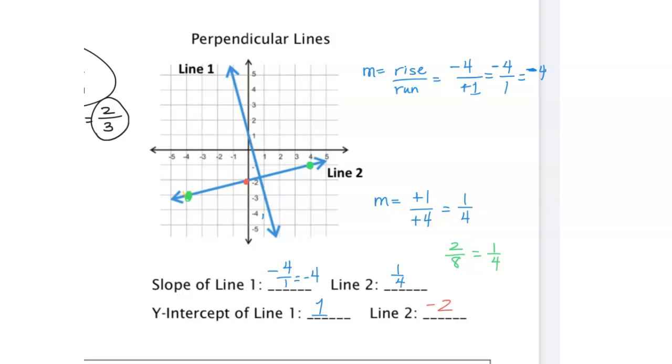There's something special that goes on with the slope of parallel lines, which we looked at, that says the slopes are the same. And perpendicular lines have a special relationship too with their slopes. We'll talk about that shortly. But just examining once again, we got a -4 over 1 and a +1 over 4.